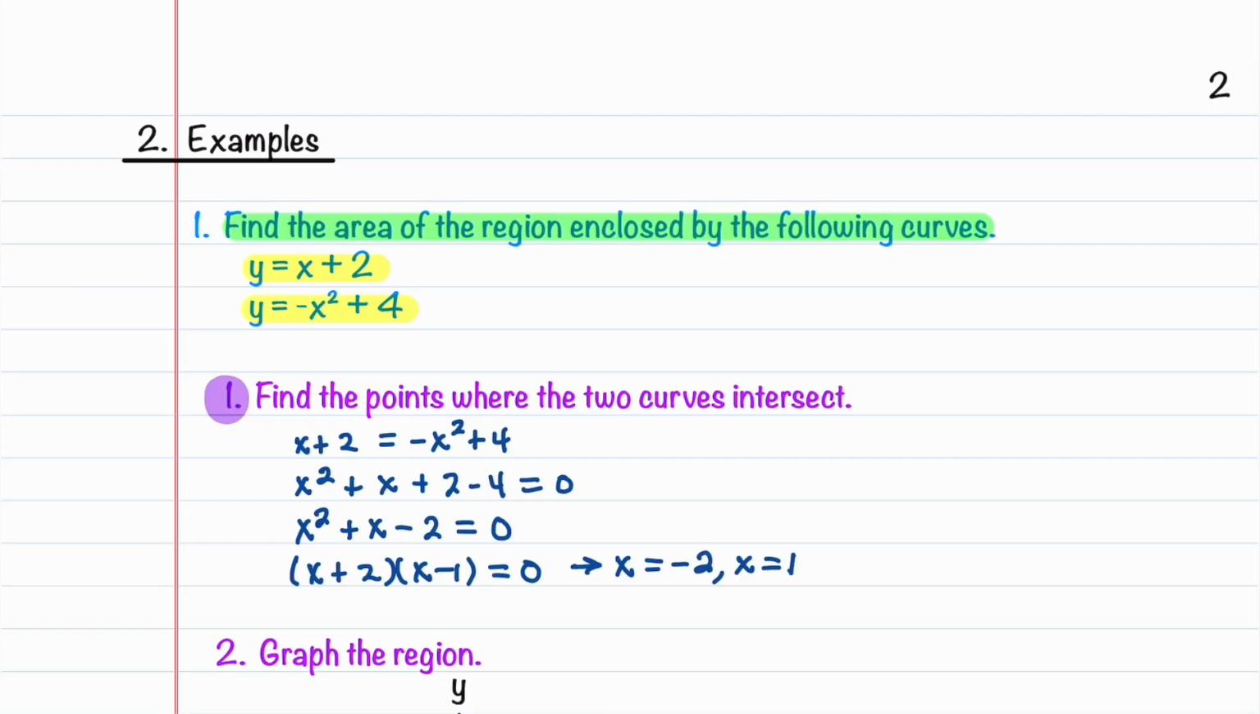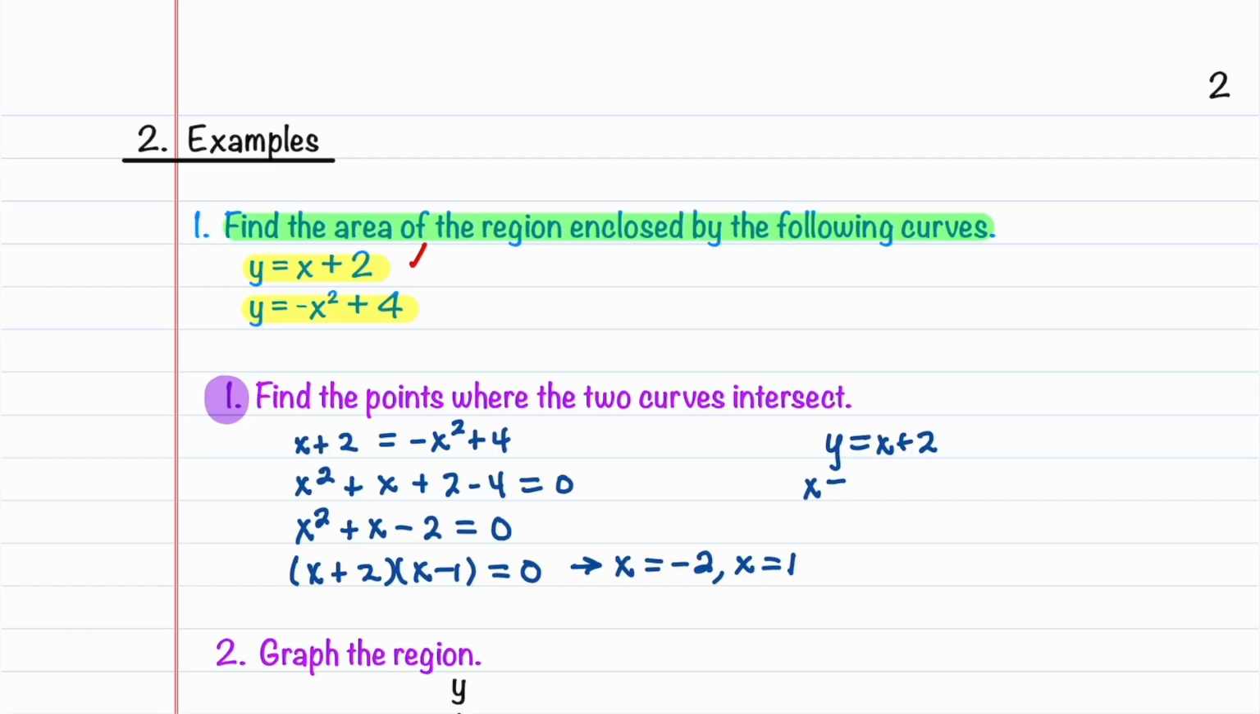Now what we need to do is find the y value of these points of intersection. To do this, we are going to look at the two curves that were given and use the easier one. That's going to be this one, y is equal to x plus 2. So let's write that up here. Y is equal to x plus 2.